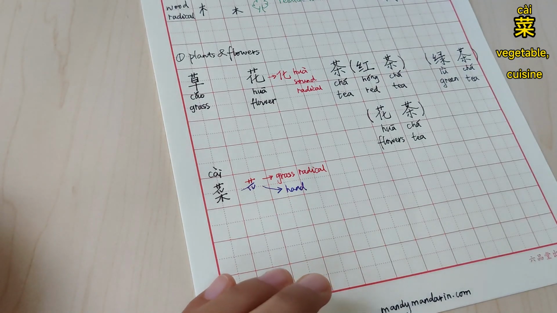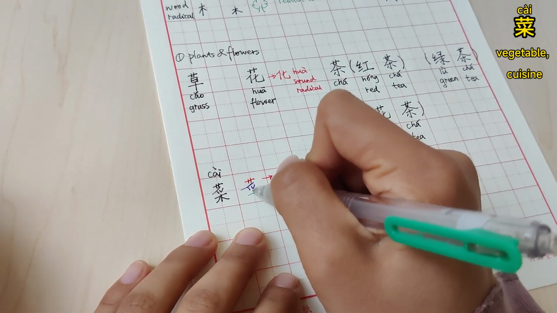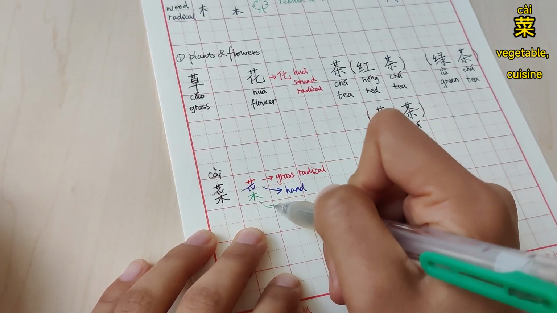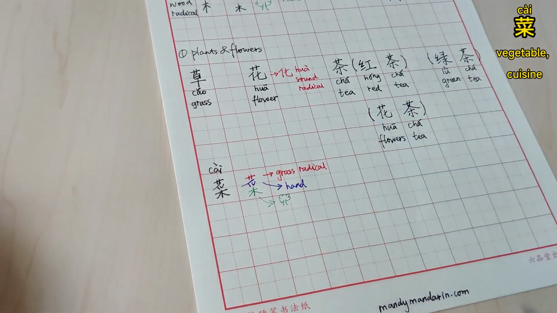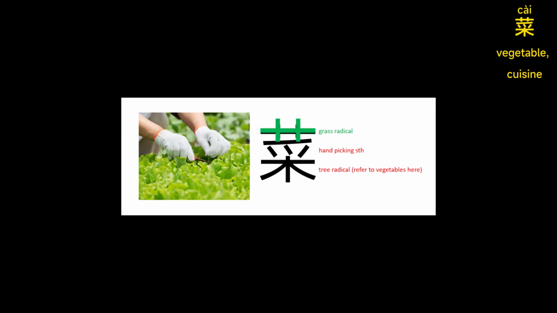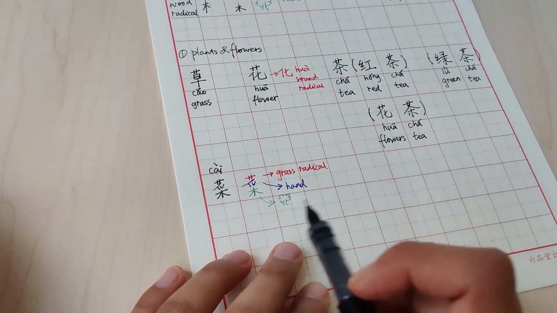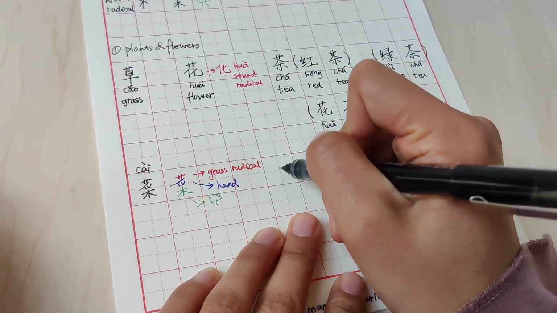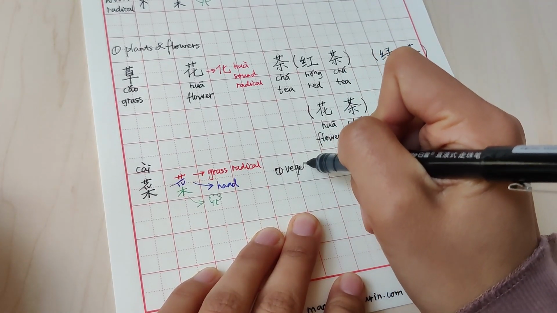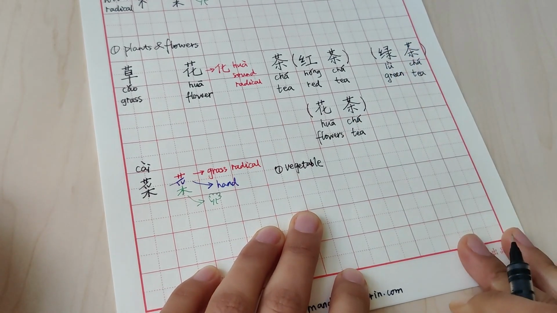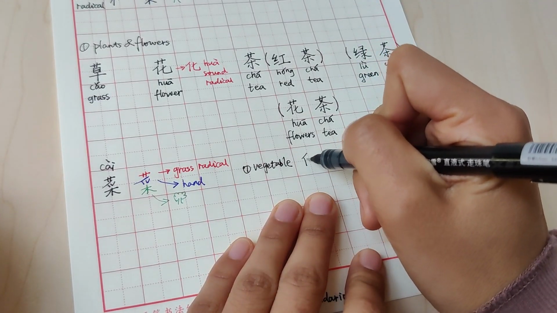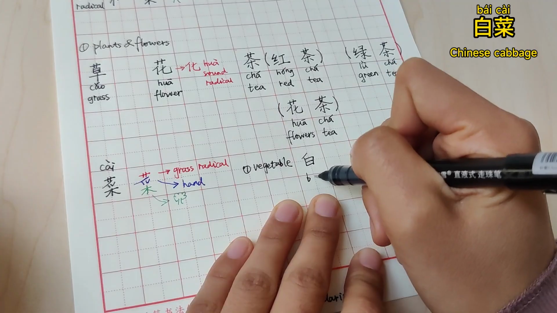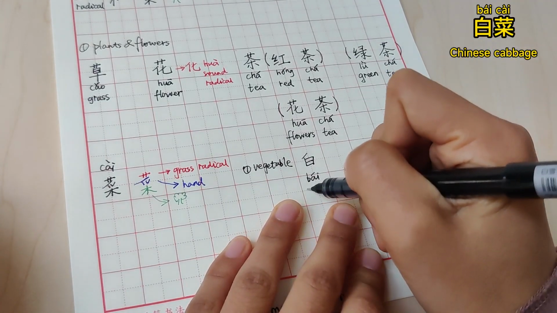And as for the bottom, this is the tree, like the tree, the plant. So picture this. It looks like someone's picking vegetables from the ground. So cai, the most important meaning of cai would be vegetable. For example, we have bai, which means white.